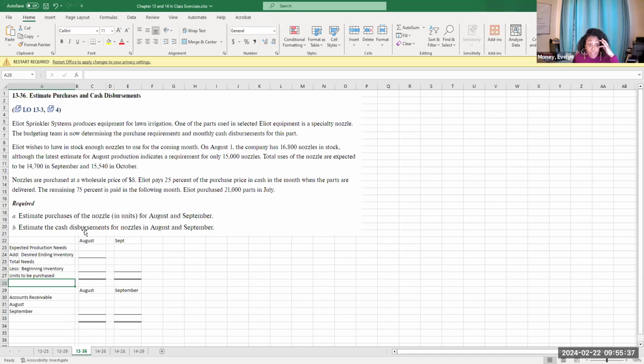And then it looks like they want me to find the cash disbursements. So I've got to deal with this a piece at a time. First, I just need to know how many units I need to purchase. Let's deal with that purchases budget.